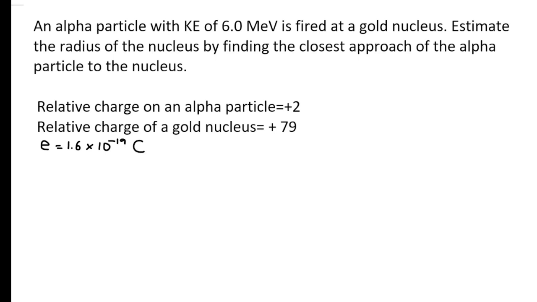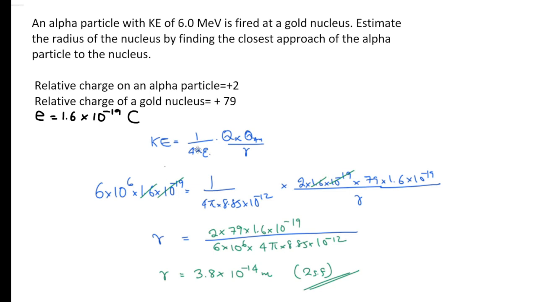Give it a try. Now, kinetic energy is equal to 1 over 4 pi epsilon naught, Q alpha Q gold, divided by r. Now, the kinetic energy is 6 megaelectron volts. So 6 and mega is 10 to the power of 6. To convert electron volts to joules, you need to multiply it by 1.6 times 10 to the power of negative 19.